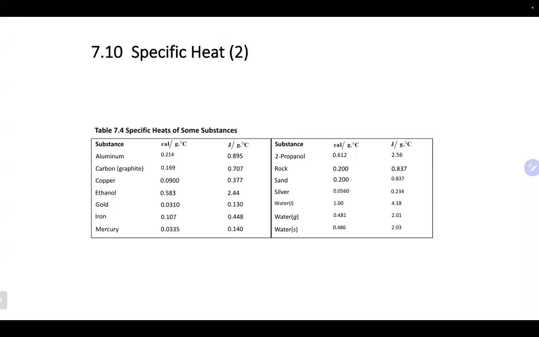Here's a list of specific heat capacity, and if you do have to go to a table, you do want to make sure that especially a table like this, which looks like it's from your book, it has both units there, calories per gram per degree Celsius or joules per gram per degree Celsius. You want to make sure that you find the substances you're looking for, and you also want to make sure that you do find it in the correct state.